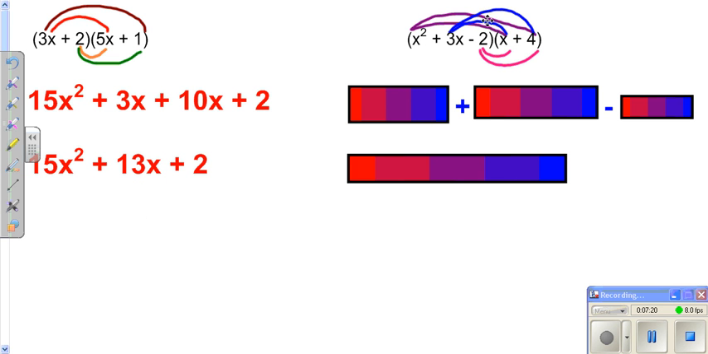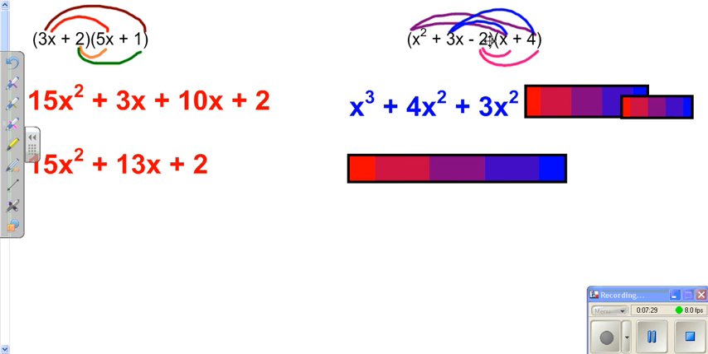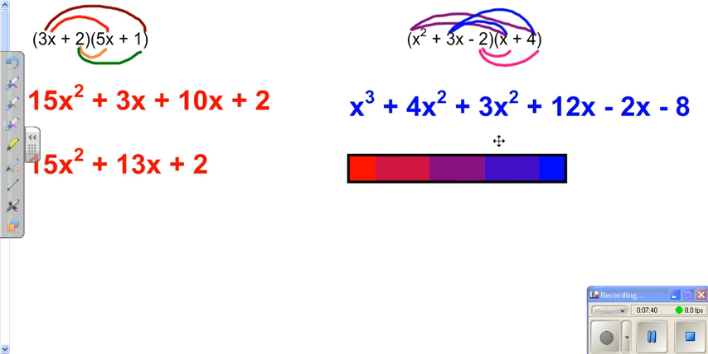Here we're going to take our x squared times our x squared, times our 4. Now we're going to take our 3x times our x, and our 3x times our 4. Now we're going to take the negative 2 times the x, and our negative 2 times the 4. Combine together our like terms. Our like terms are the x squareds and the x to the first powers. Then we want to go ahead and just combine those together.